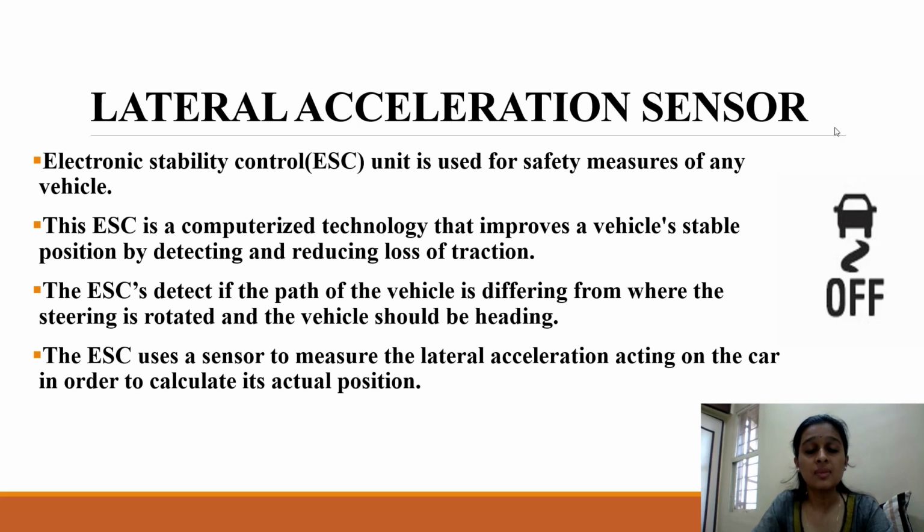Basically, before we move to acceleration, first we need to know what stability is required. So ESCs detect if, in the path of a vehicle, the vehicle gets deviated from where the steering is rotated or where the vehicle must head, then ESC comes into the picture. Now ESC is basically a sensor system which is used to measure the lateral acceleration that acts on our car in order to calculate its actual position.